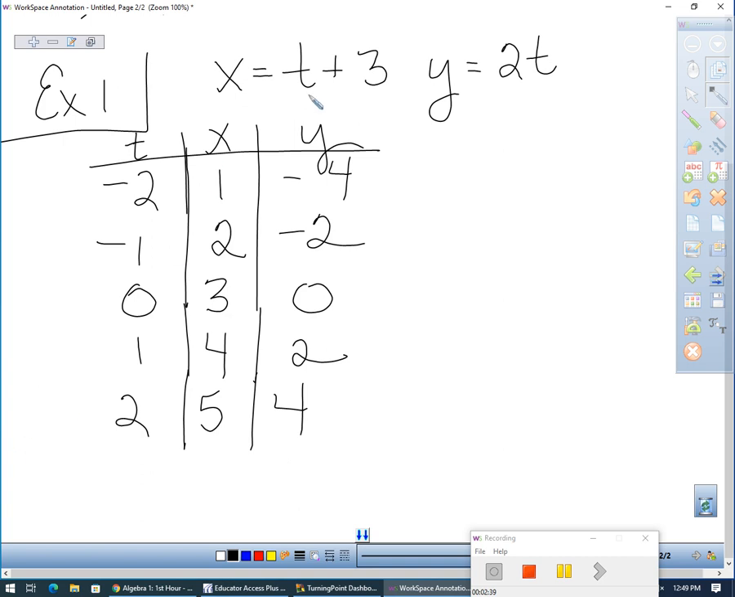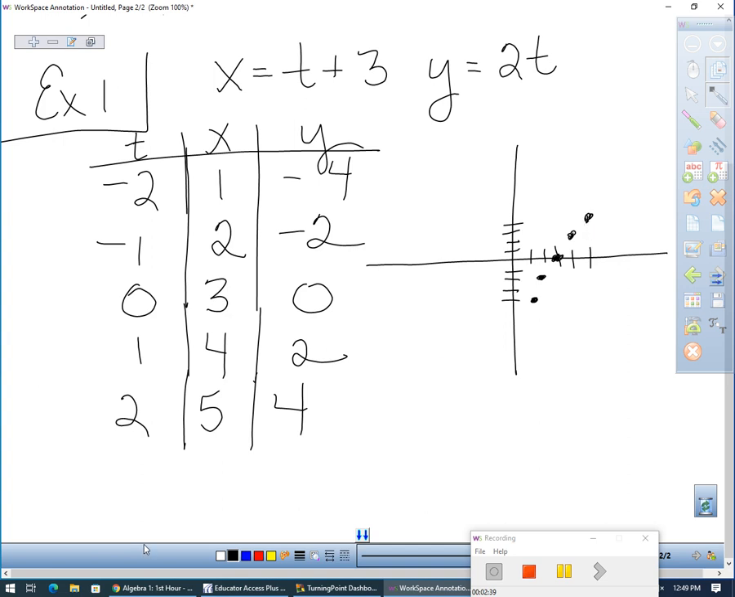All right, so now we're going to take it from these equations. Let's go ahead and plot these beautiful points we came up with. Our first point is 1, -4. Put a dot. Our next one is 2, -2. Oh, sorry, 3, 0. Better say that right. 3, 0 goes here. 4, 2. Over 4 and up to 2. And 5, 4.